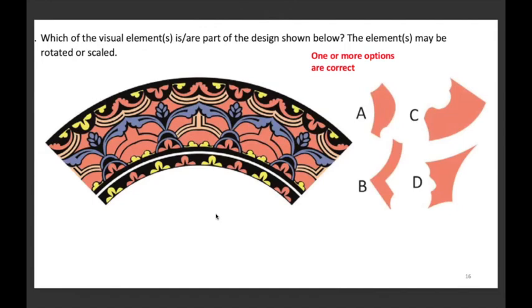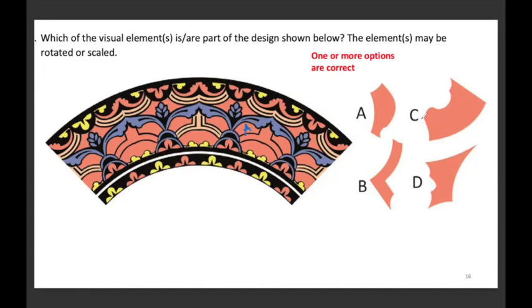Which of the visual elements are a part of the design as shown below? The elements can be rotated or scaled. Okay, so let's look at option A. Where do we find option A happening? Option A happens here. I'm just writing A here.